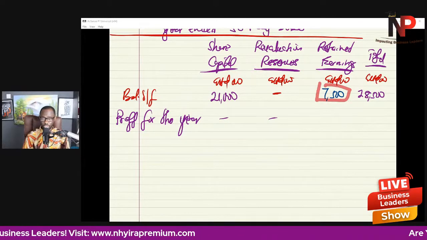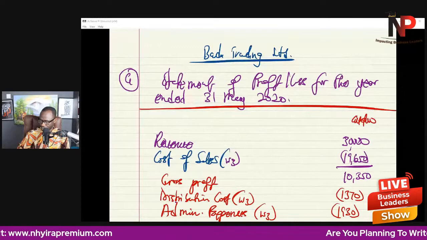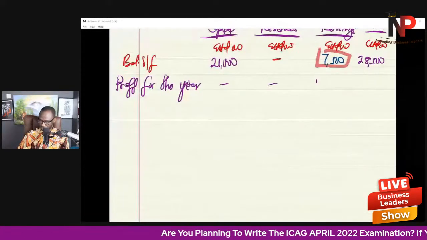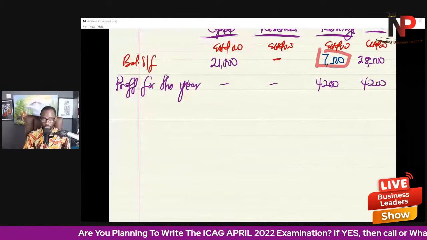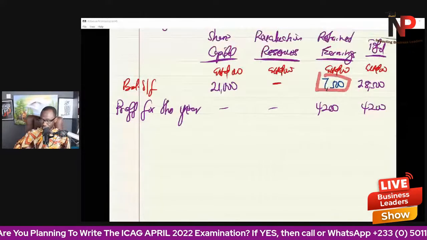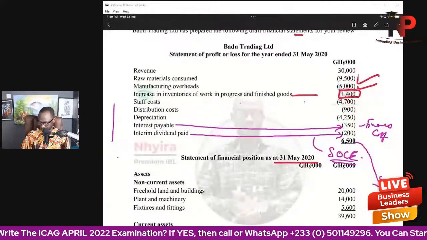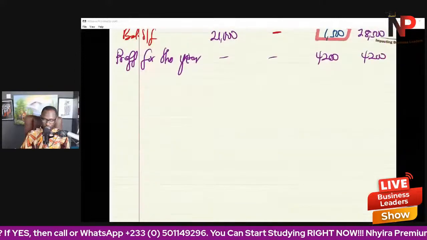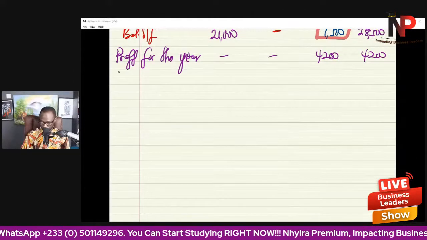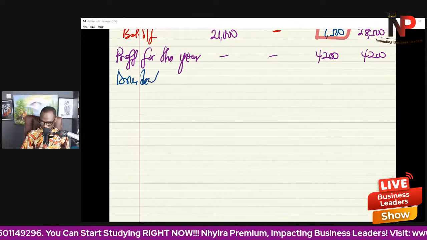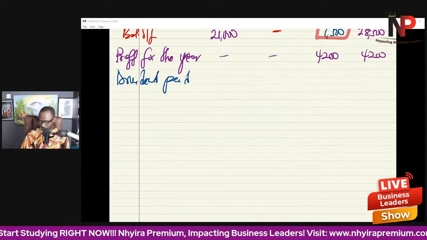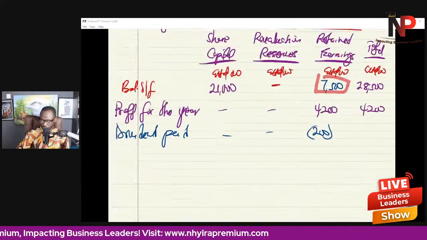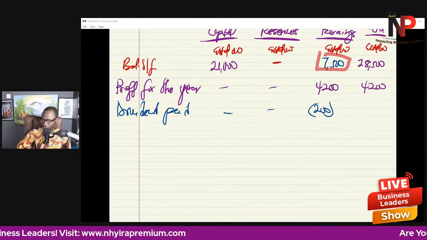So the profit for the year will go to retained earnings. If you remember, we did it 4,200 here. Okay, it's going to be added. Then during the year, the entity paid dividend of 200, interim dividend. That has to be paid from retained earnings. 200.